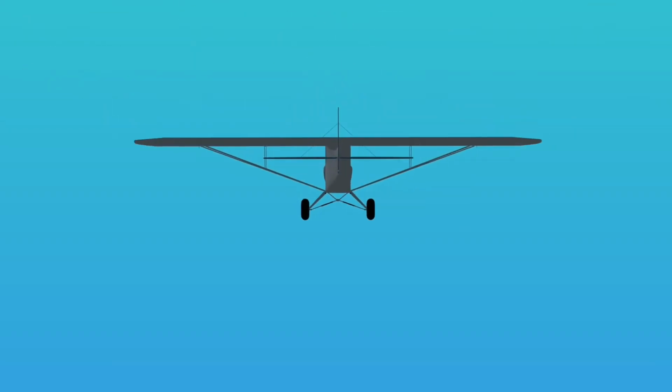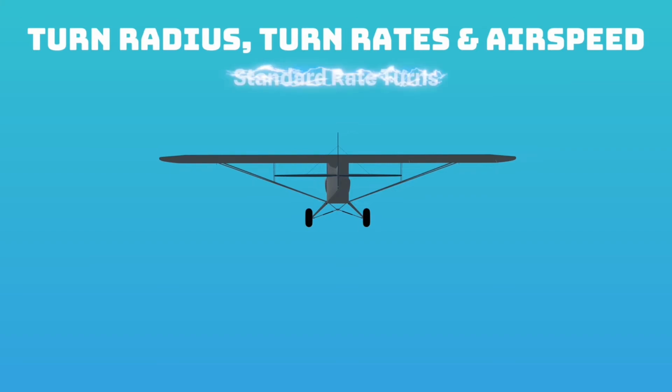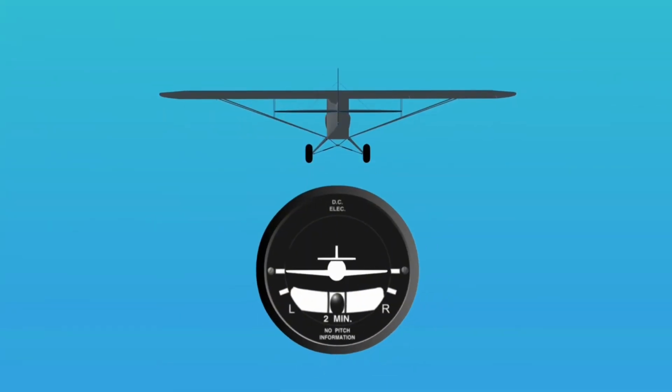In this video, I want to talk about turn radius, turn rates, and airspeed, in particular all around the central idea of a standard rate turn. Turn coordinators give us an indication of the direction of our turn rate, and the coordination of our turn. The ball indicates our yaw forces.